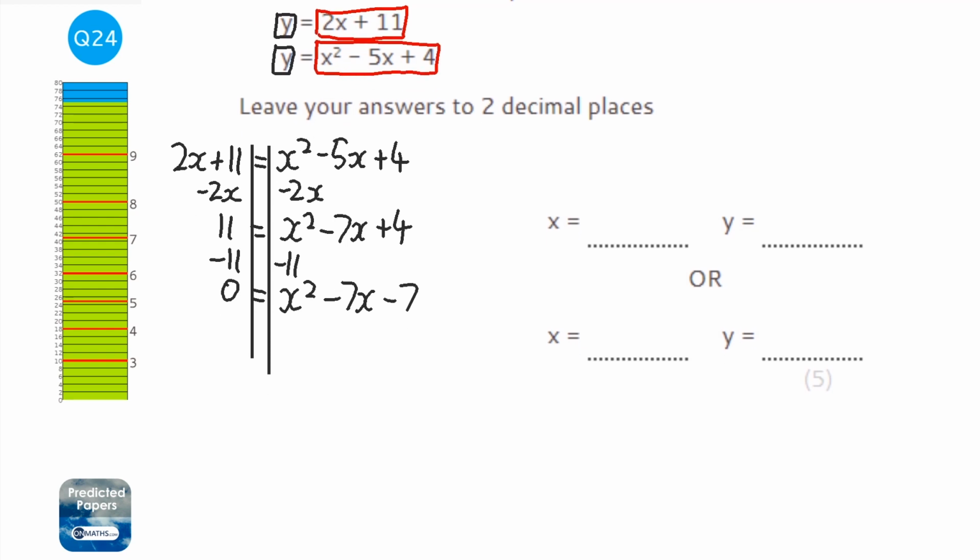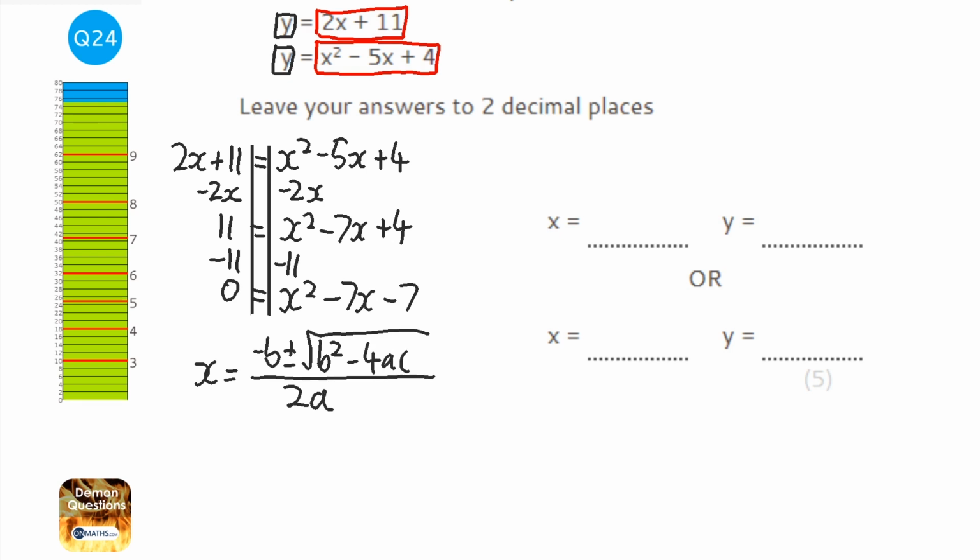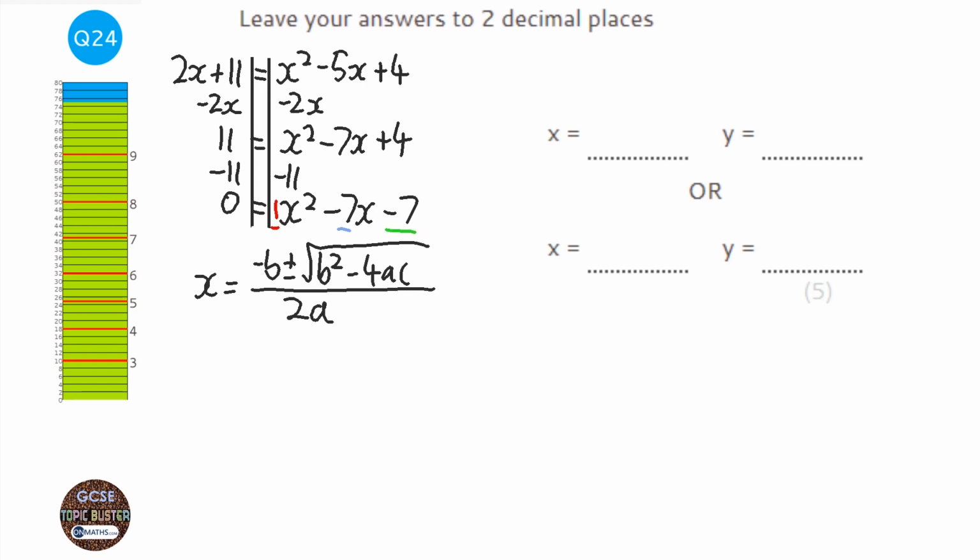Okay, so at this point we're looking at either factorising, which I doubt is going to work, or using the quadratic formula. I think we're going to need the quadratic formula for this, so we need to remember what the quadratic formula is. So minus b plus minus square root of b squared minus 4ac over 2a. We've got a is 1, b is minus 7, and c is also minus 7.